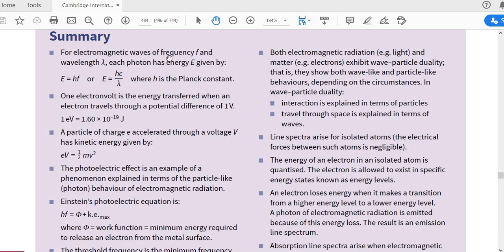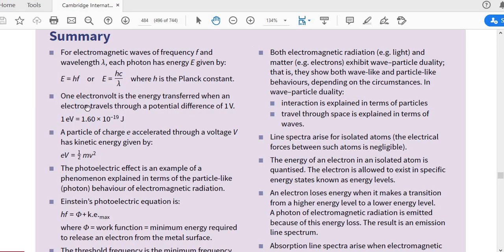For electromagnetic waves of frequency f and wavelength lambda, each photon has energy E given by E equals hf or E equals hc over lambda, where h is the Planck's constant. H is a constant. It's called the Planck constant. Lambda is the wavelength, E is the energy. Now you have to know this equation and how to use it. C is the speed of light or speed of electromagnetic waves. And you can see this is the equation that we use for electromagnetic waves.